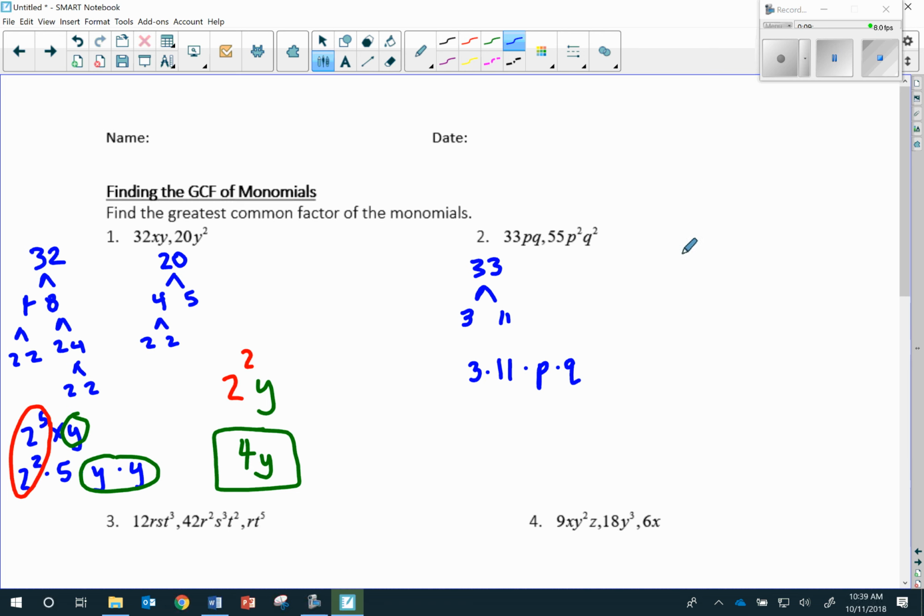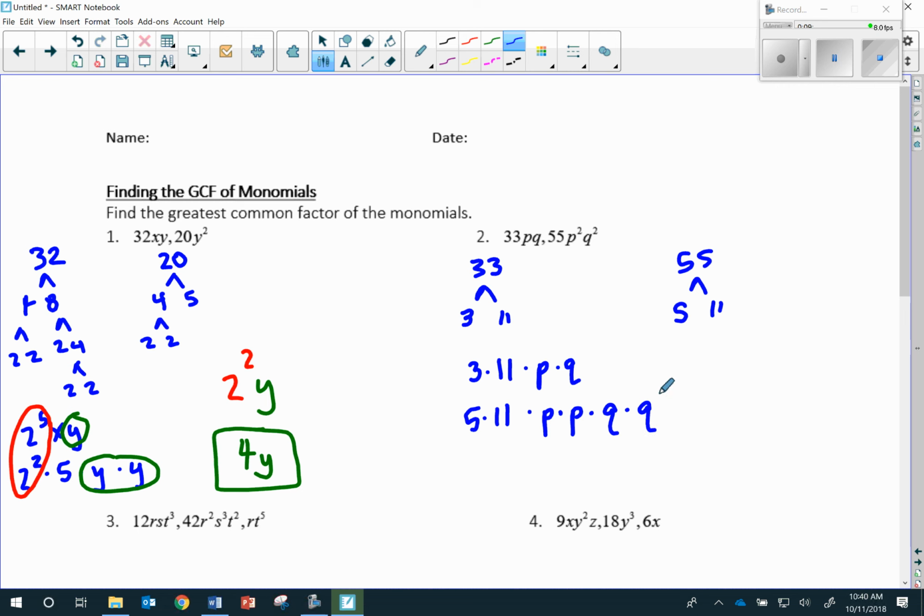We're going to do the same thing for 55. We're going to break 55 down into 5 and 11. Both of those are prime, so we can't go any further. So those factors would be 5 times 11 times p times q times q.